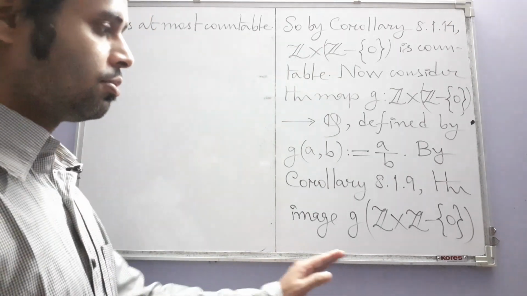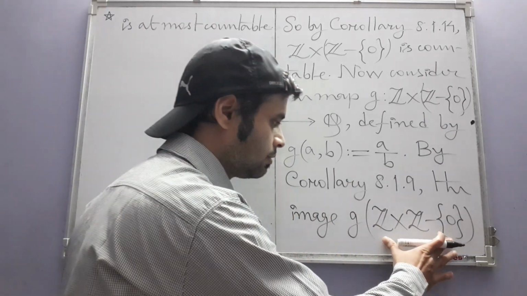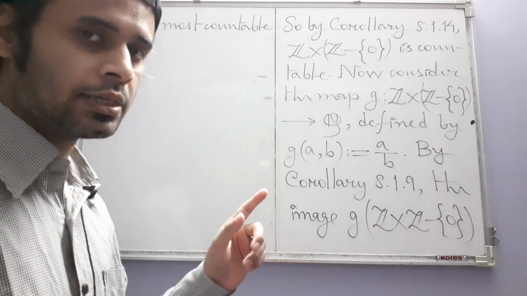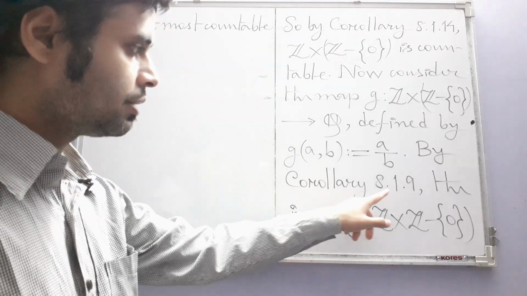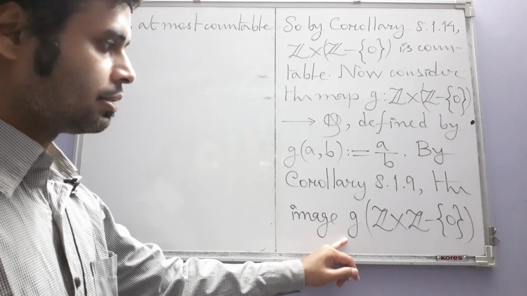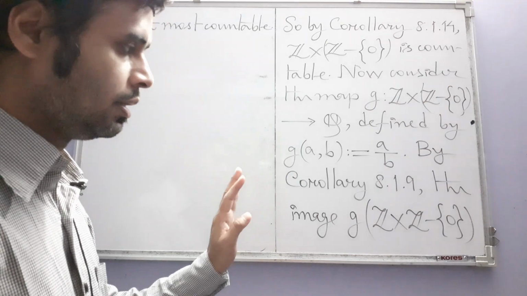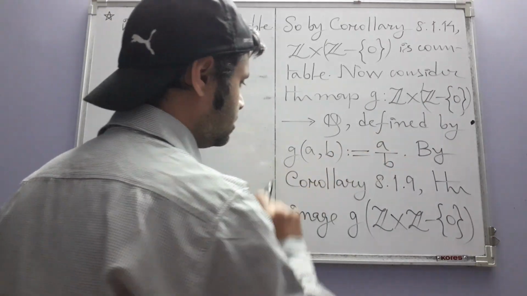Okay, but we know more than the fact that the domain is at most countable. In fact, more precisely, the domain is actually countable. So will this corollary not allow us to say that the image then is countable and not just simply at most countable? Unfortunately, no. It depends on what the function g is.